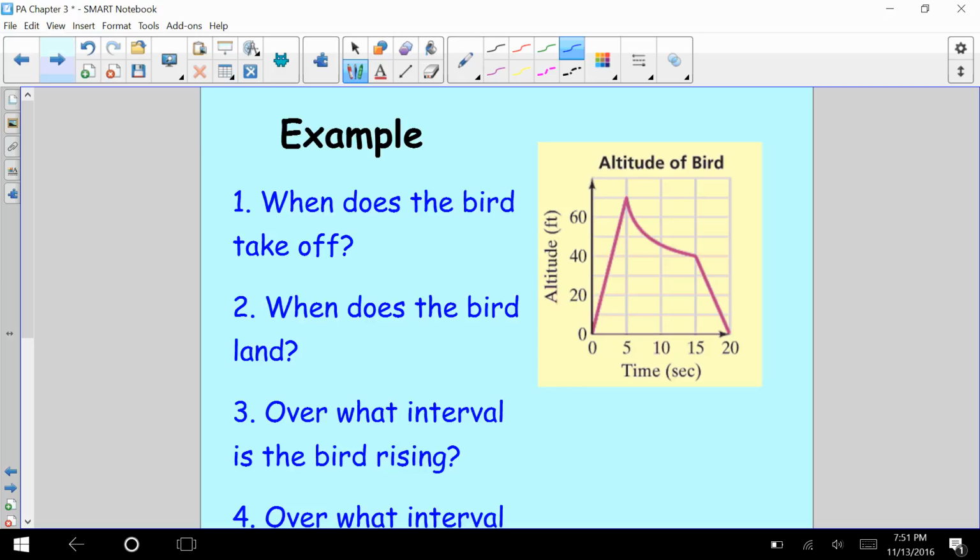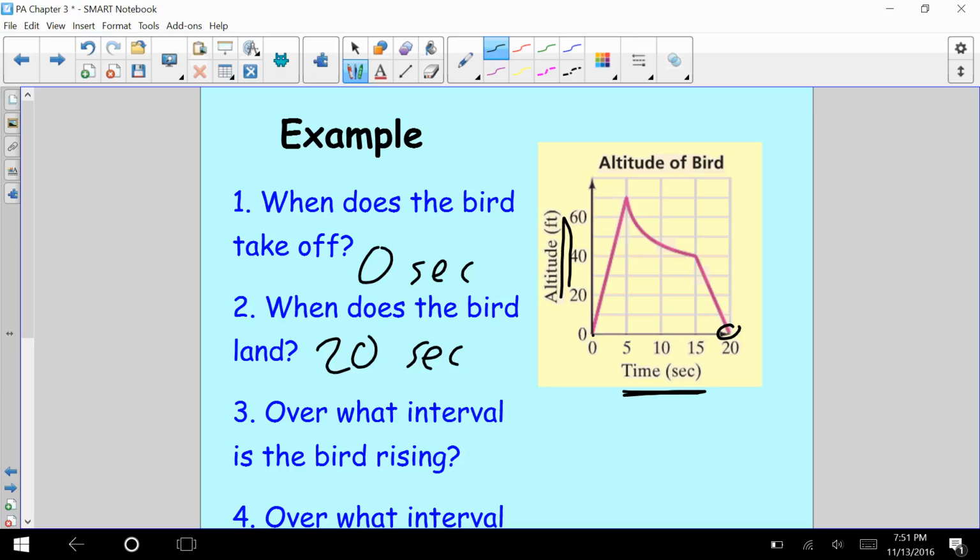Let's look at this example. We're talking about a bird here. So when does the bird take off? Well, I've got time in seconds and altitude over here. Altitude is how high up you are. So it takes off, it leaves the ground right away at the start at 0 seconds. When does the bird land? You go up in the air and then you come back down. Your altitude is 0 again when you land. That's right here at the end. That's at 20 seconds.